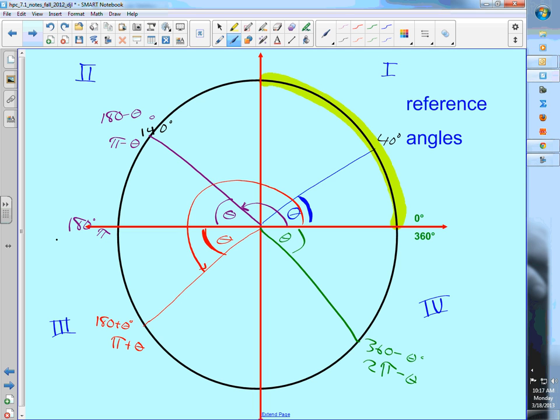And then in quadrant 4, the green. Looking at this angle right here, in order to measure this green angle, you would go all the way around 2 pi, or 360, and then back up in quadrant 4. So 360 minus theta, or 2 pi minus theta in radians.